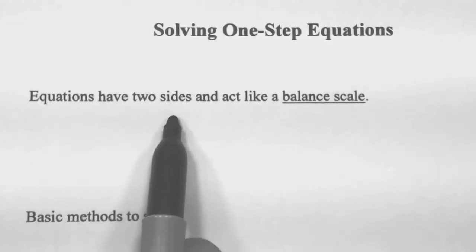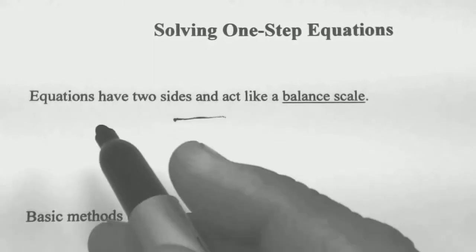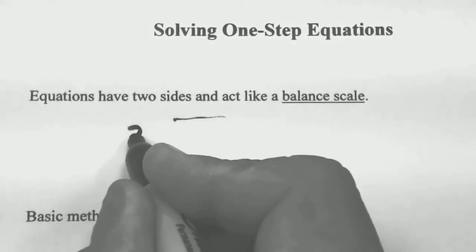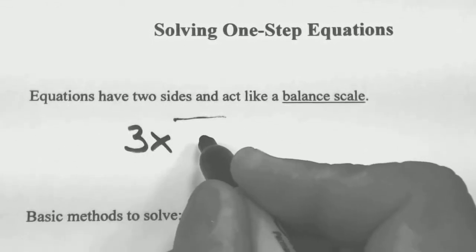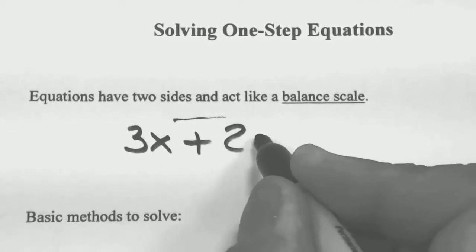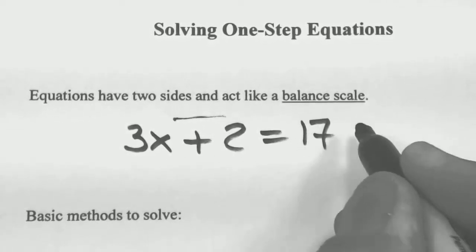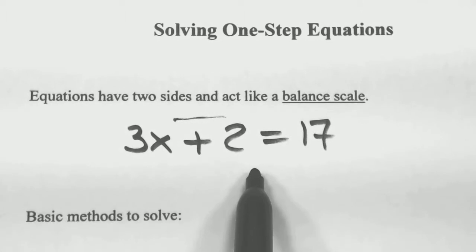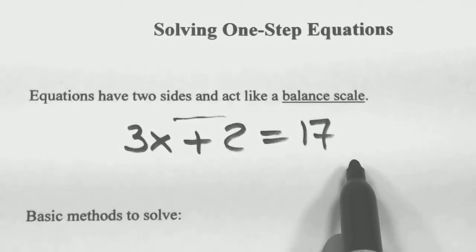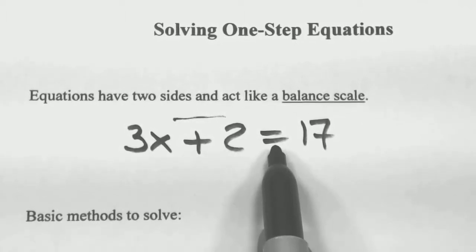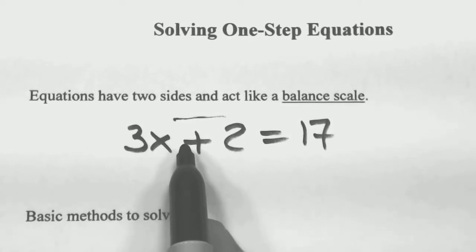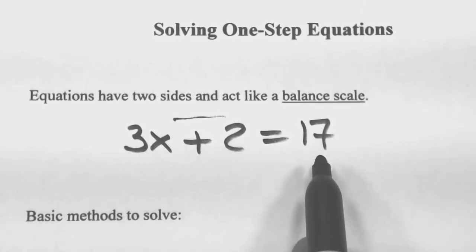Equations, of course, have two sides, something on both sides of the equal sign, and that's what makes them act like a balance scale. So for instance, I could write down 3x plus 2 equals 17. There's a left side and there's a right side, and they're equal to each other. So anything I do to the left side, I have to do to the right.